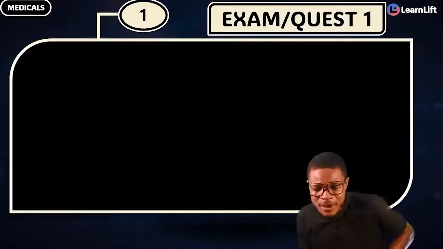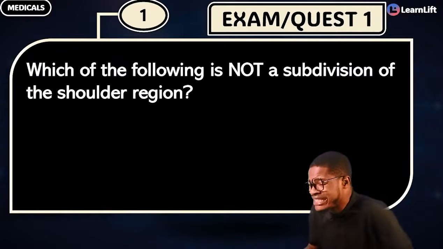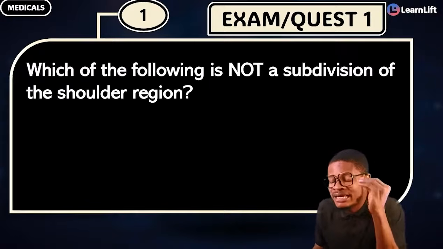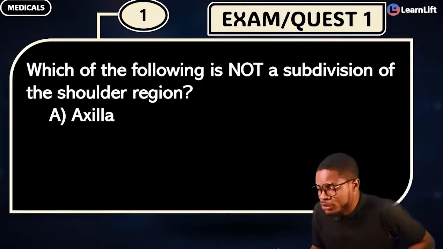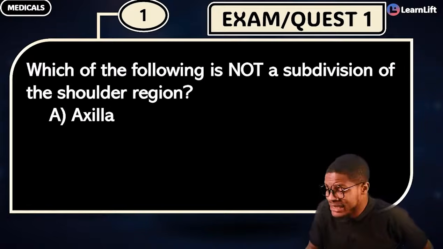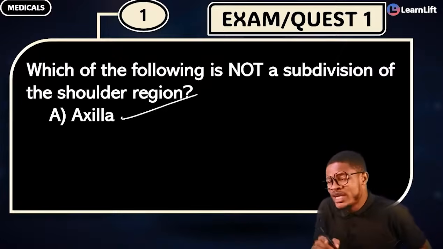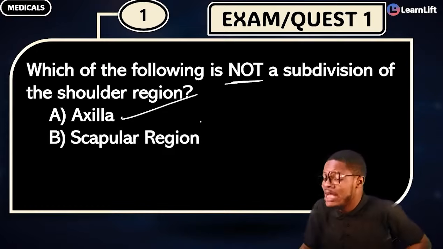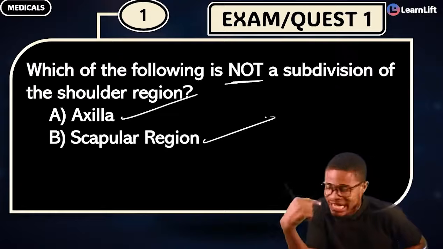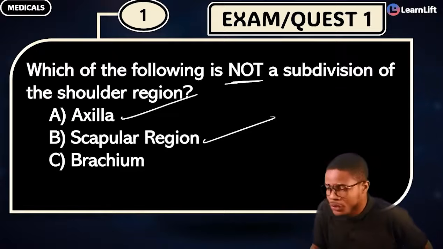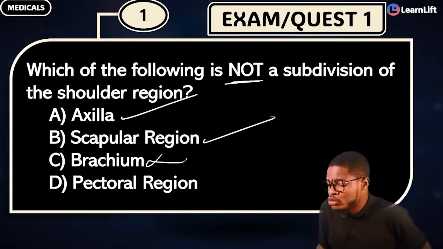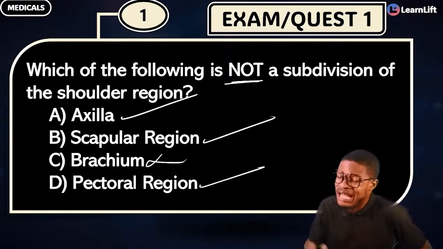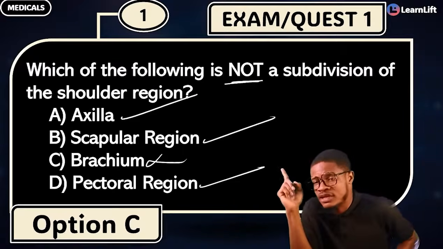Answer this question for me. A powerful exam question: which of the following is not a subdivision of the shoulder region? How many regions do we have in the shoulder? There are 3 subdivisions in the shoulder region. Option A says axilla. Axilla or armpit is a subdivision. Option B says scapular region. Yes, scapular region is. That's the posterior side. Option C says brachium. No, brachium is not part of it. And then option D says pectoral region. Pectoral region is. Which of the following is not a subdivision of the shoulder region? What's the answer? Brachium. Option C is the answer. You're out of there.